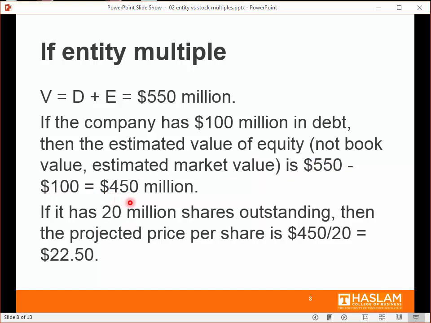If you want to find an estimate on a per share basis of the equity value, we divide by the number of shares outstanding. So in this case, if we've got 20 million shares outstanding, then the projected price would be $450 over 20, or $22.50. So that's how you would use an entity multiple to figure out a projection or an estimate of a company's stock price.